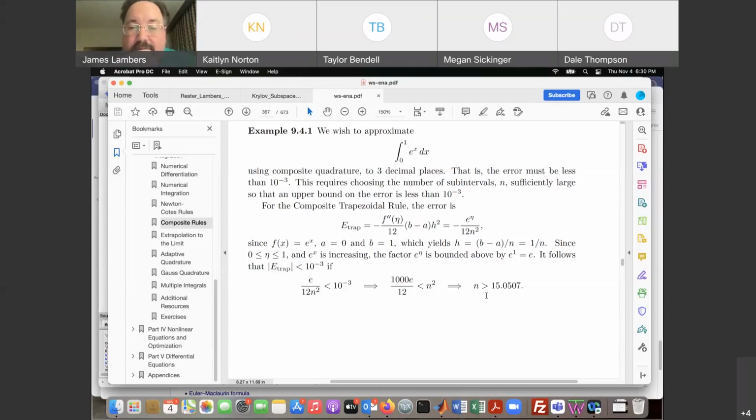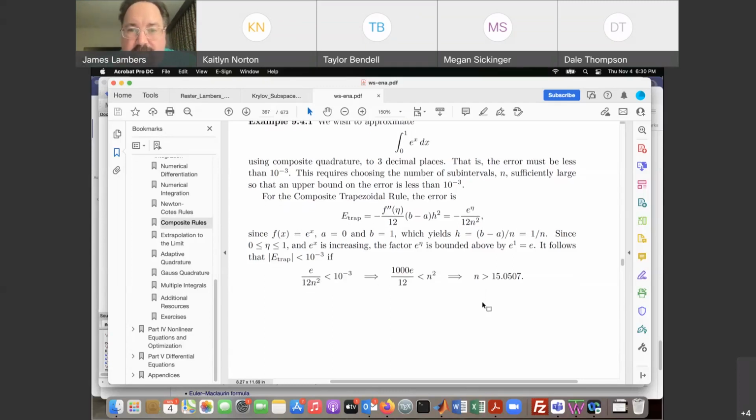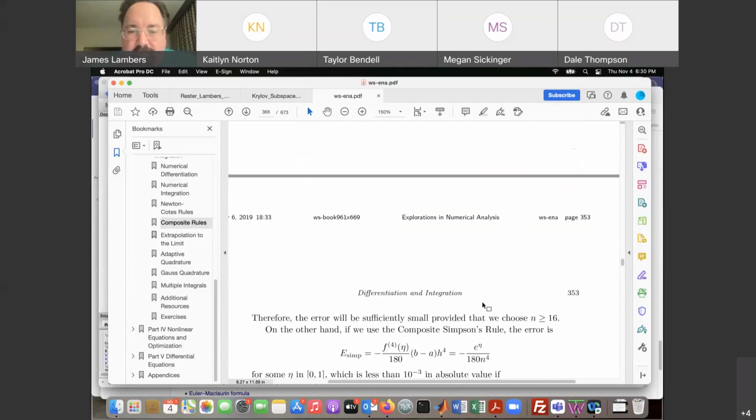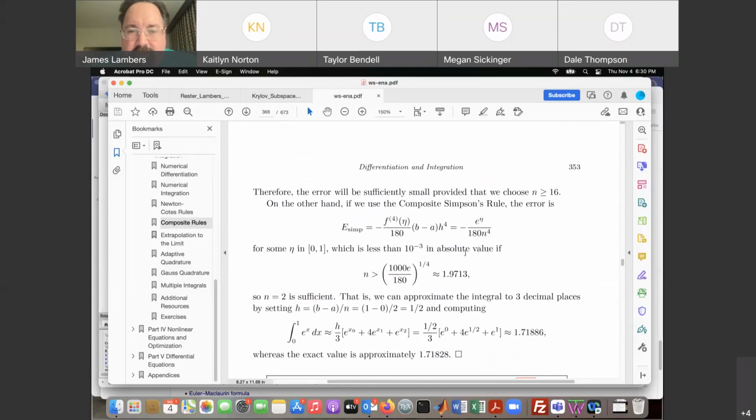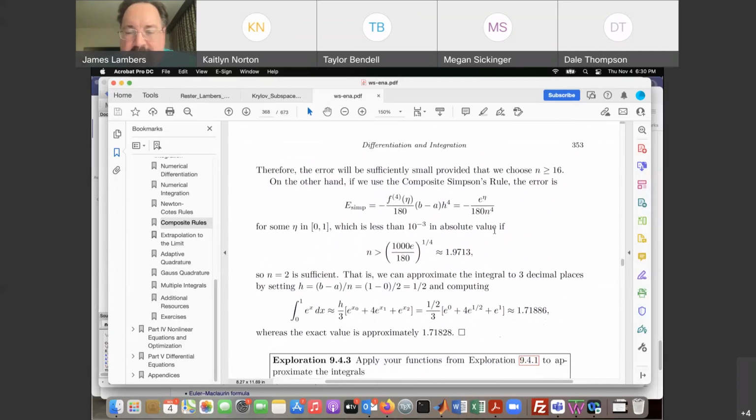Now, if I want to do the same with Simpson's rule, it's the same kind of situation. Here's my error formula for a composite Simpson's rule. So I specialize it for the function and interval that we have. Now if I do the same thing, I set this in absolute value less than 10 to the minus 3 and solve for n, then this is what I get.